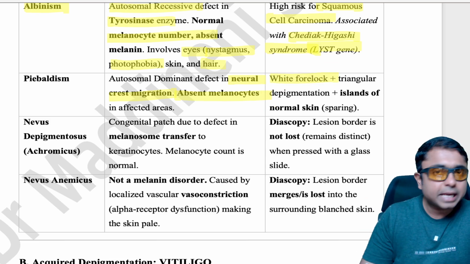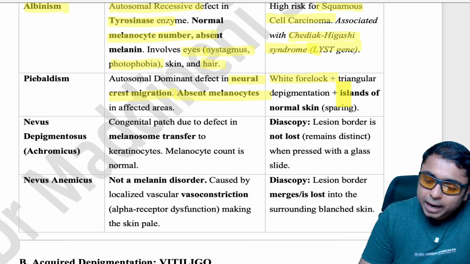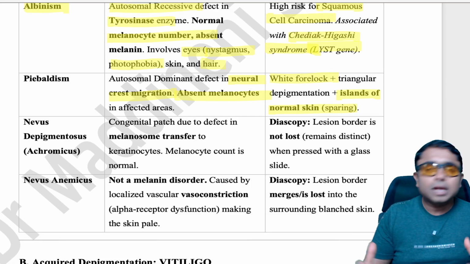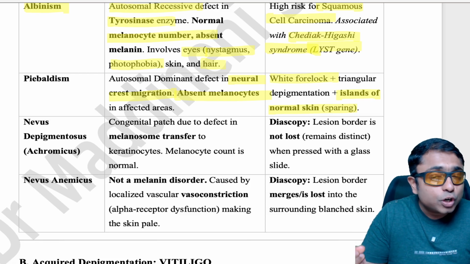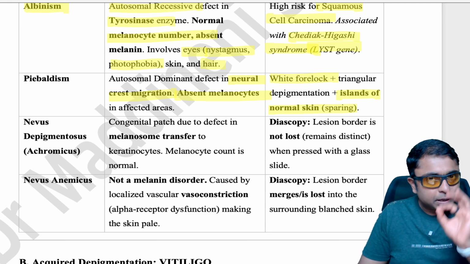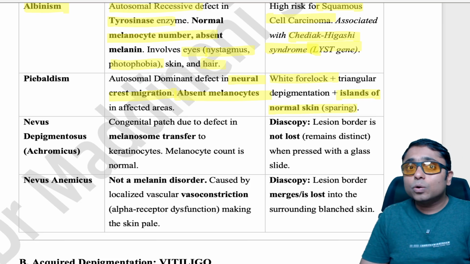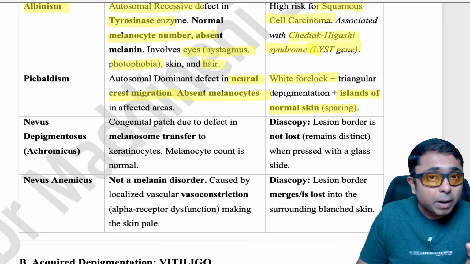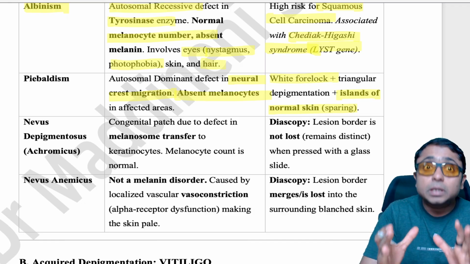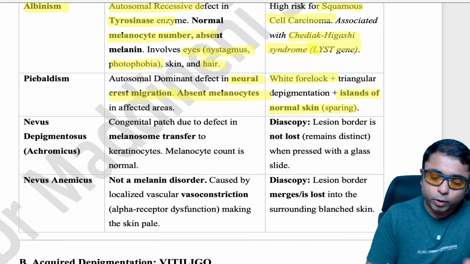The important area to look for is the forehead, which shows the white forelock, and you can also see that the areas of depigmentation over the body have islands of normal pigmentation, called islands of normal skin. And remember, the very important differentiating point between piebaldism lesions and vitiligo is that piebaldism patients have the depigmented changes over the skin from birth, whereas vitiligo is an acquired depigmented disorder. Very important differentiating point.